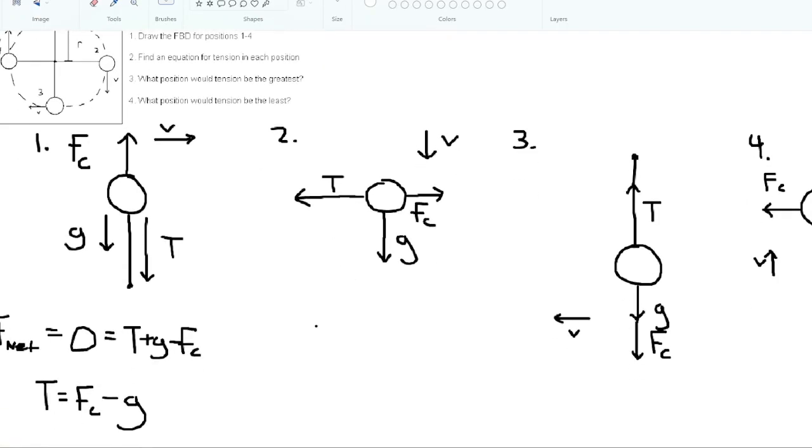Position 2. Let's go ahead and solve for tension. Tension is going to be straightforward. The net force, if it's not accelerating in this direction, is going to be equal to 0. It's going to be equal to tension minus force centrifugal. So tension is equal to force centrifugal in this case, or force centripetal. They're equal to the same amount, but not in the same direction. There's a distinction. Just remember that distinction.